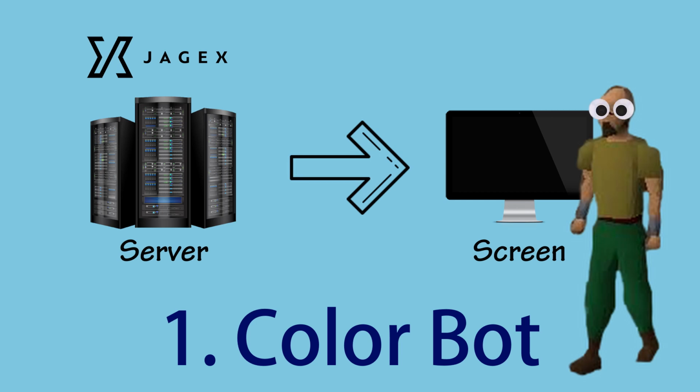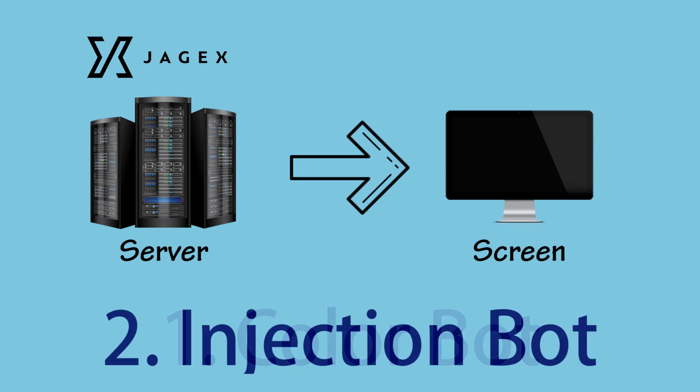It essentially sees the screen the way we'd see it and processes information in that way. It's easily tricked and easily detected as well, since it has to be pretty specific with its actions. The next is a more complex type of bot. It's called the injection bot.